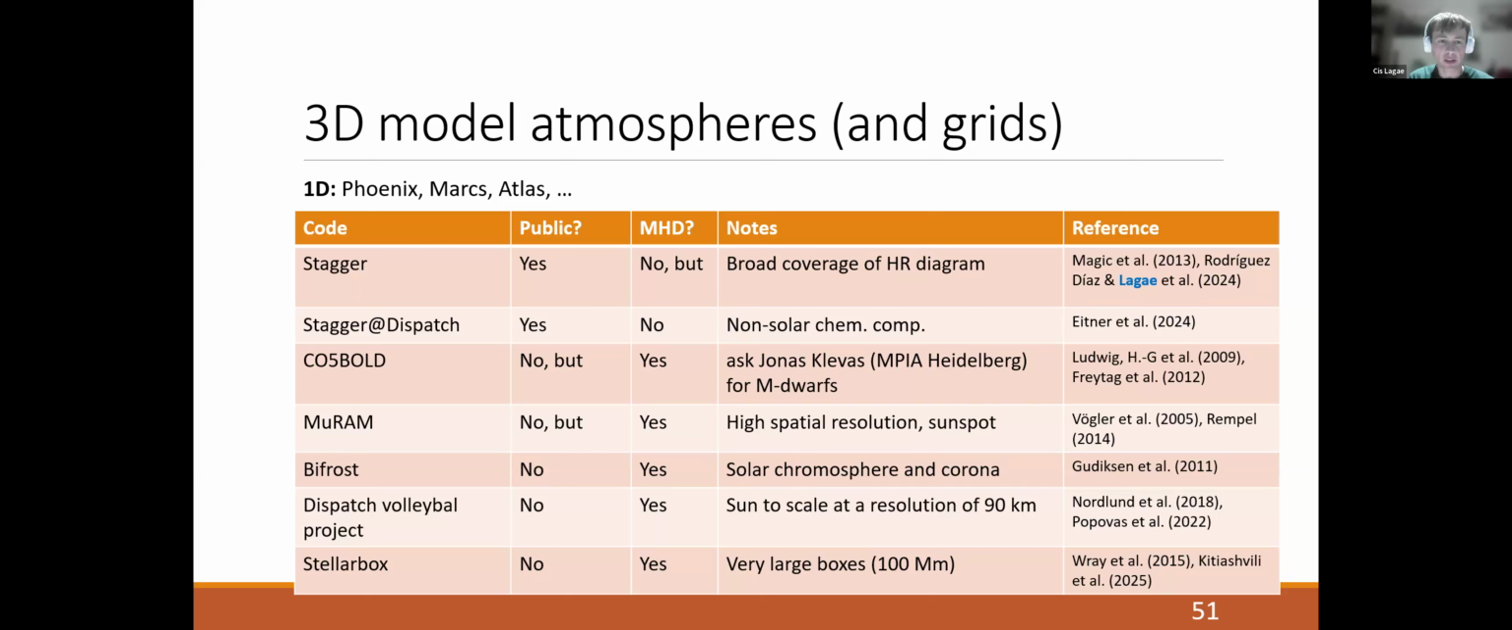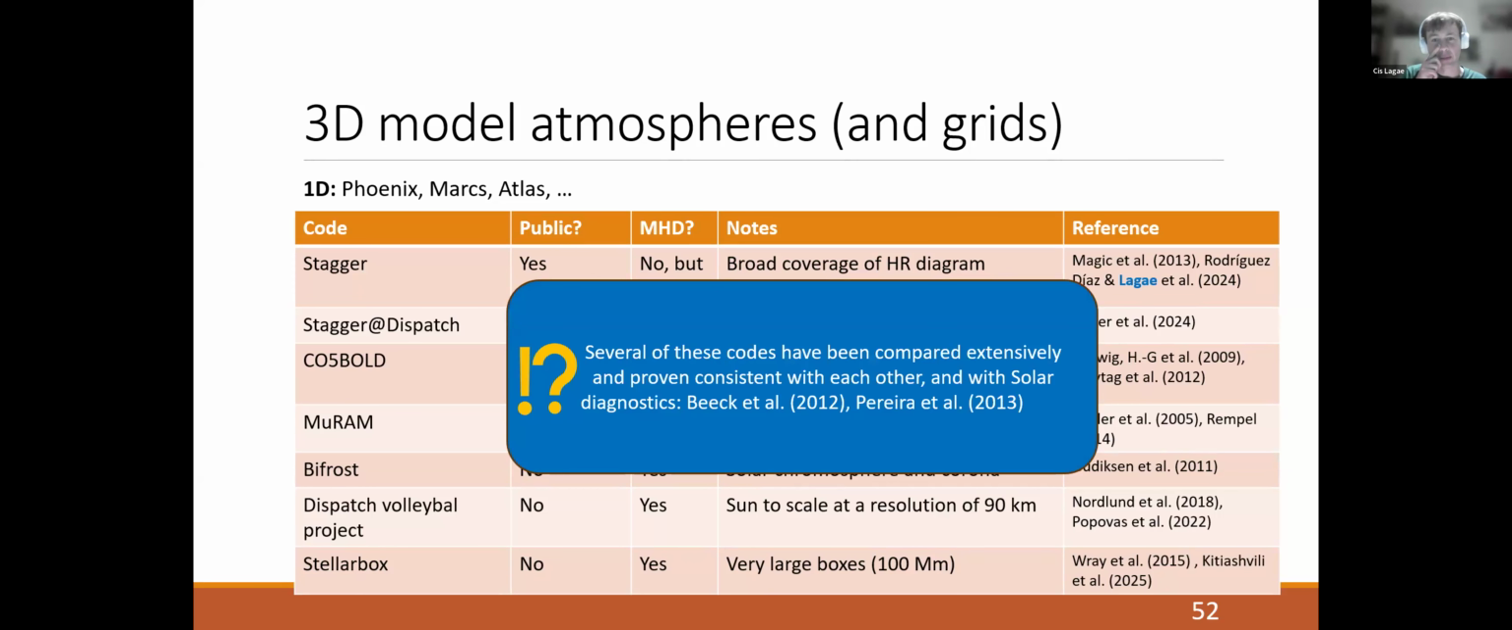There's lastly the Dispatch volleyball project. This is a fun one. They're trying to model the sun to scale in their computer at a resolution of 90 kilometers. And I always thought it would never happen, but they're doing a pretty good job. So have a look at the latest paper and you can be impressed with, yeah, they'll have at some point in the near future the full sun in their computer to scale.